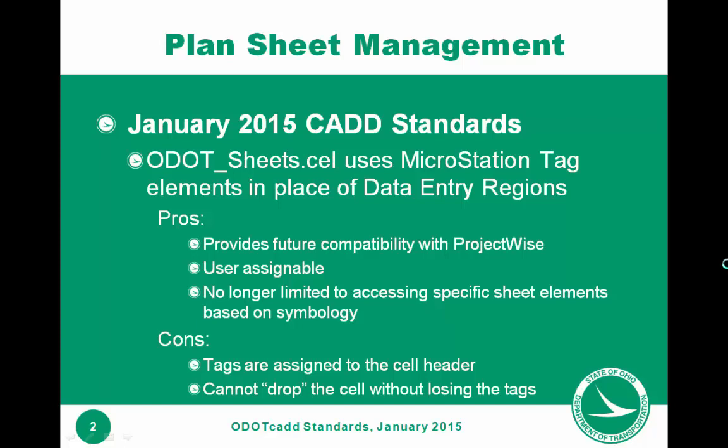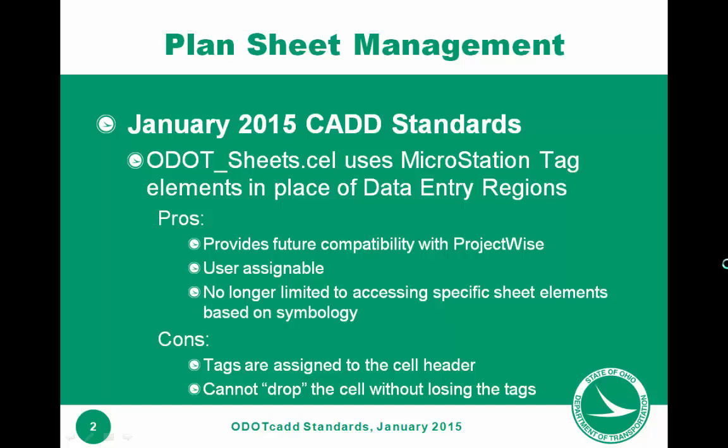Tags are user assignable, so the previous methods that ODOT had used for some sheet numbering, those were not user assignable values. They were done programmatically. So the tag can be assigned by a user and then accessed by a user or accessed programmatically. We're no longer limited to accessing specific sheet elements based on symbology.